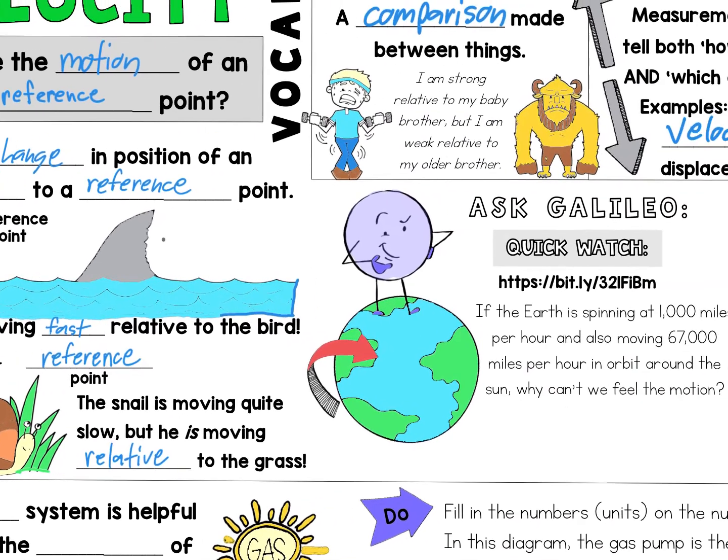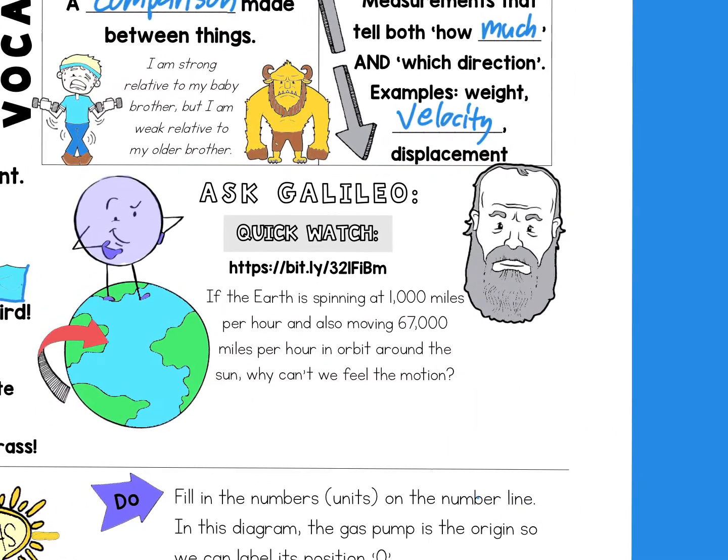the grass. Now consider this question. If the Earth is spinning at 1,000 miles per hour and also moving 67,000 miles per hour in orbit around the Sun, why don't we feel the motion? Well, everything on the Earth shares the same motion, so there's not a reference point that is close enough for our brains to use to sense the motion.